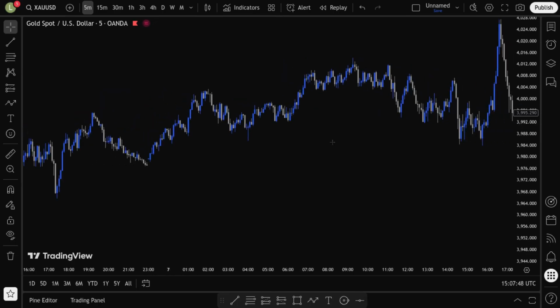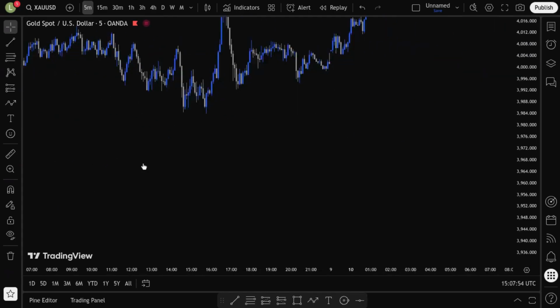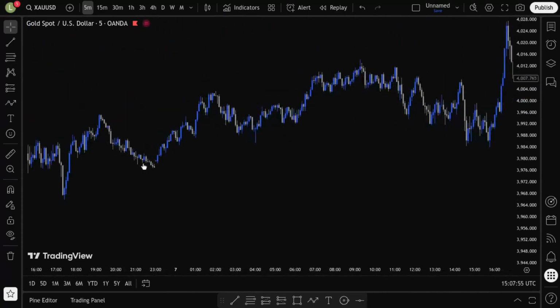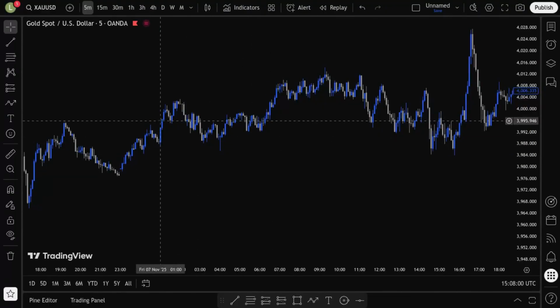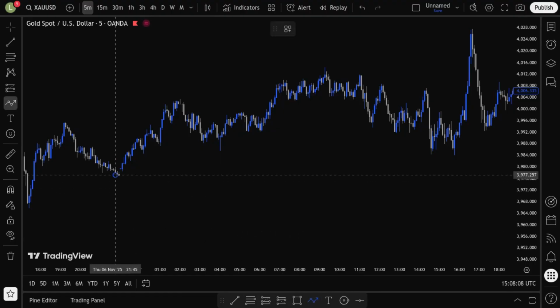Okay, another liquidity sweep. This one wasn't taken out, was it? No, it wasn't. But there was a liquidity sweep here. It was only taken out 2 times. Price came here like this.